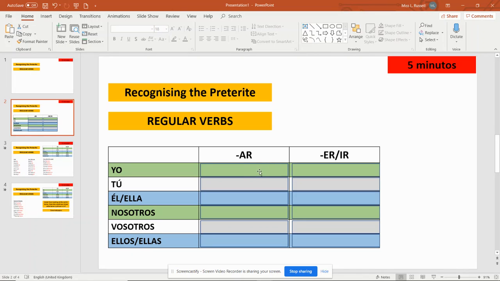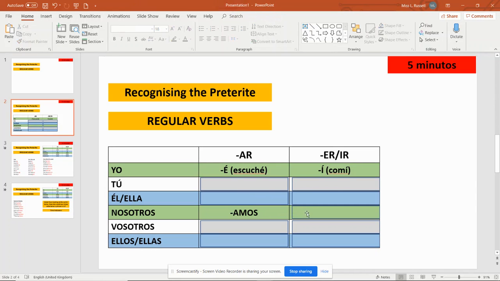So if we were looking at the yo form for regular AR verbs, we would see a verb that ends in é with an accent. This is like the example that we have seen in our key sentence of estudié. Okay? Similarly, if we were looking at an ER or an IR verb, it would end in í with an accent, like our key sentence verb, comí. That ends in an é accent, it is yo, for AR verbs. Í accent, it is yo for IR and ER verbs.